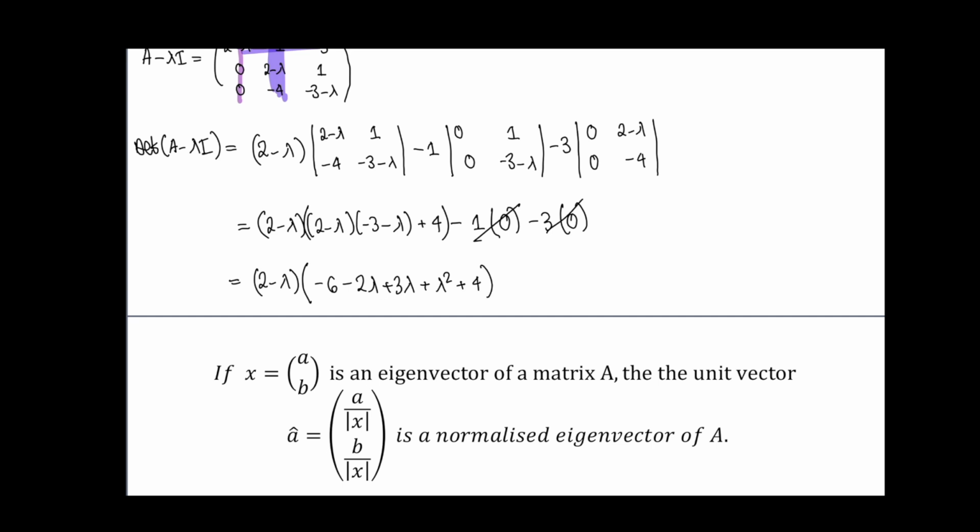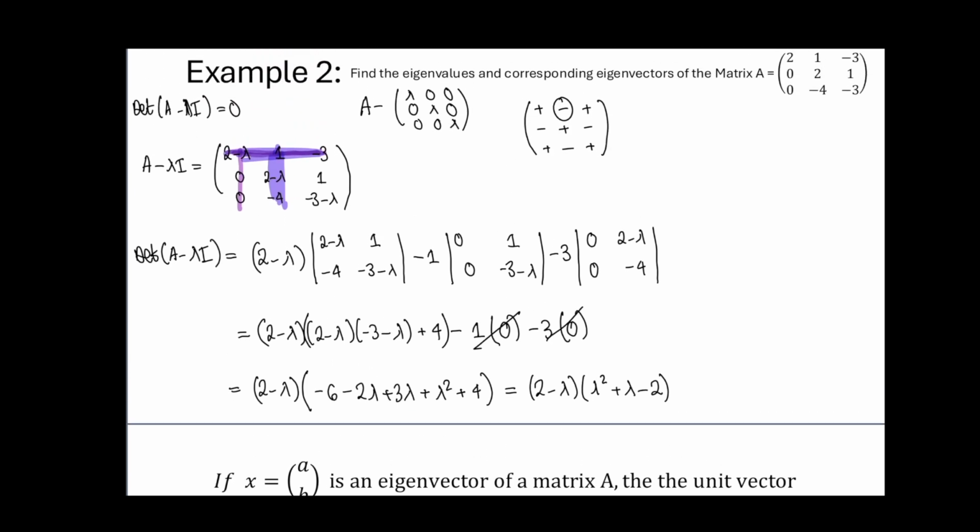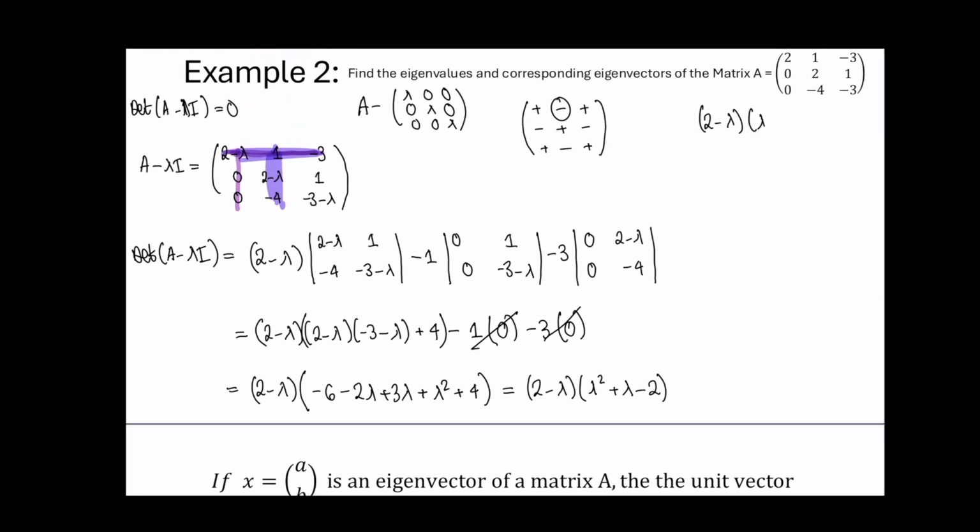So this is the determinant of this matrix. If I now collect up the terms, we are left behind with 2 minus lambda times (lambda squared plus lambda minus 2), and that is going to be equal to 0. So when we have a 3 by 3 matrix, we have a cubic characteristic equation. So we will have 3 solutions, which are lambda is equal to 2, lambda is equal to minus 2, and lambda is equal to 1.